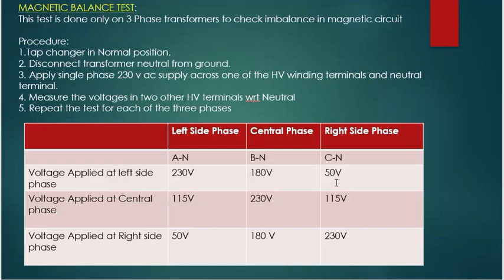So this is known as the magnetic balance test. Any deviation from the above result will call for inspection of the magnetic circuit.